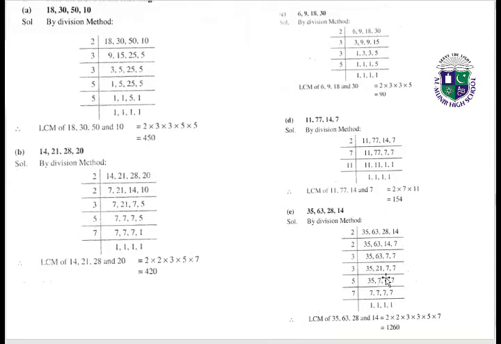3 7s are 21, 7 carry down and 7 carry down, 5 7s are 35, and all 7s carry down. 7 ones are 7, 7 ones are 7, 7 ones are 7 and 7 ones are 7.